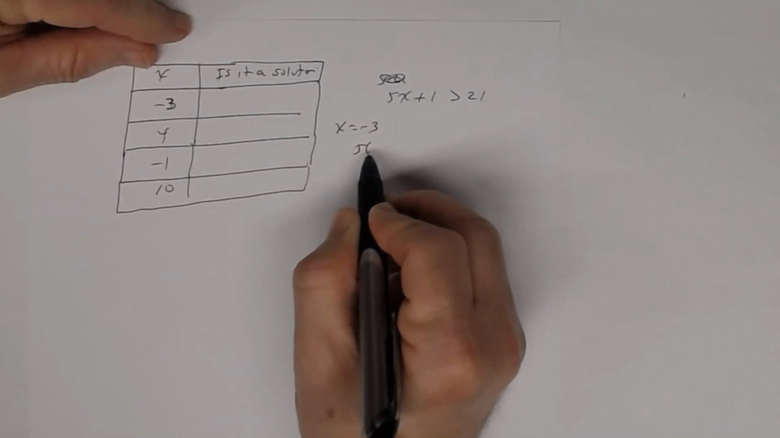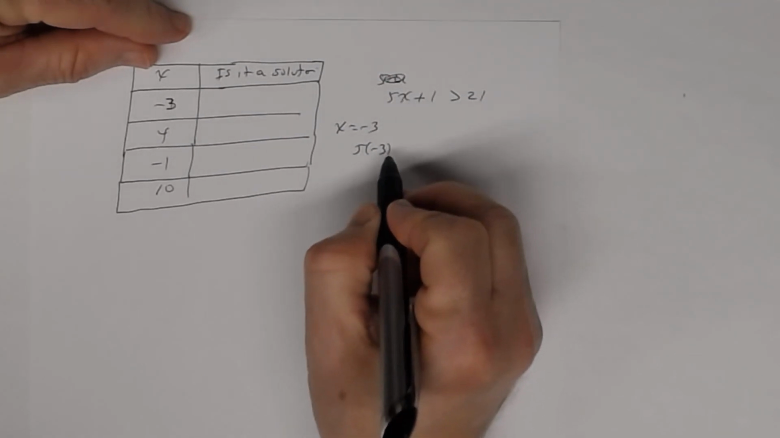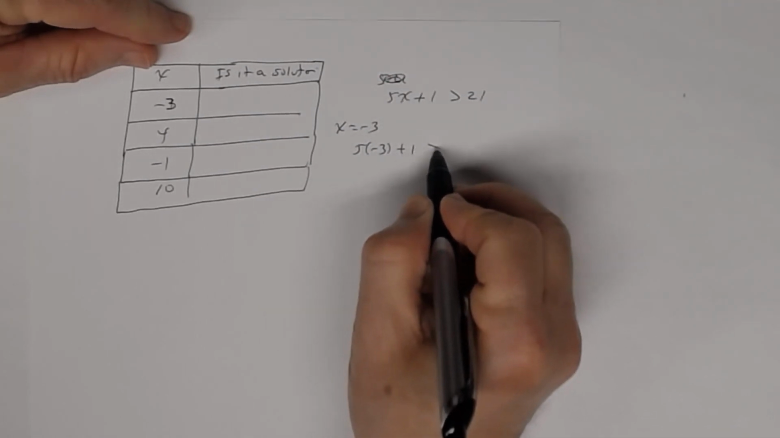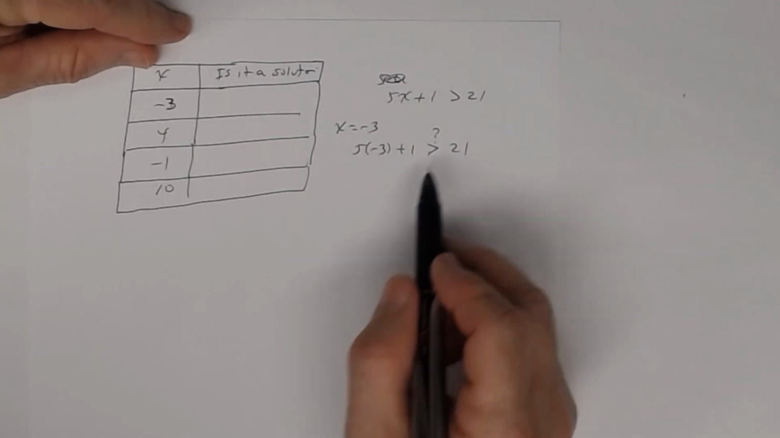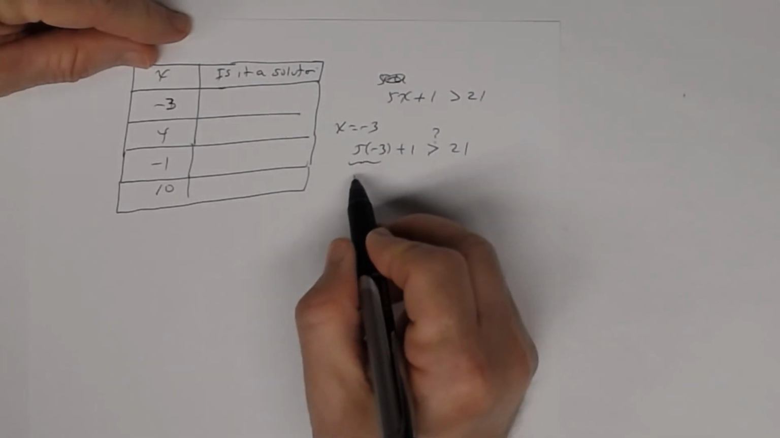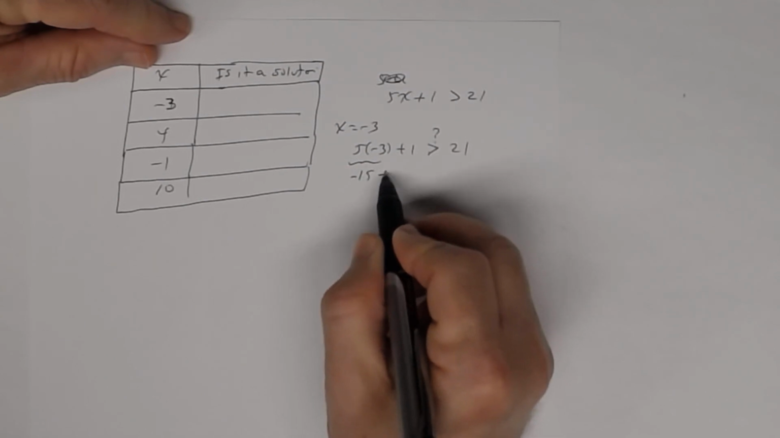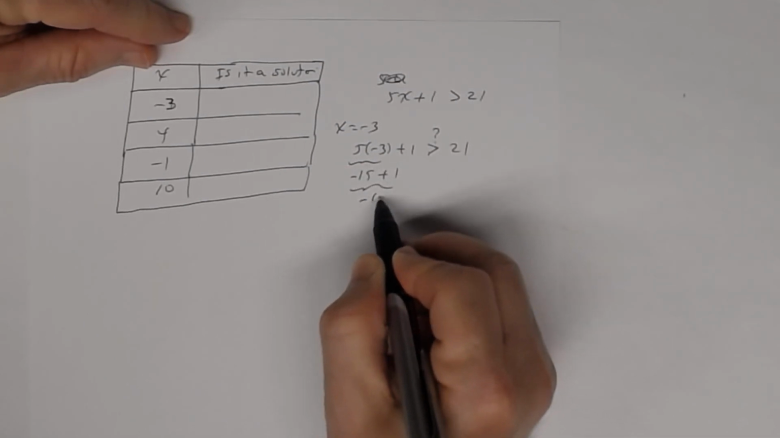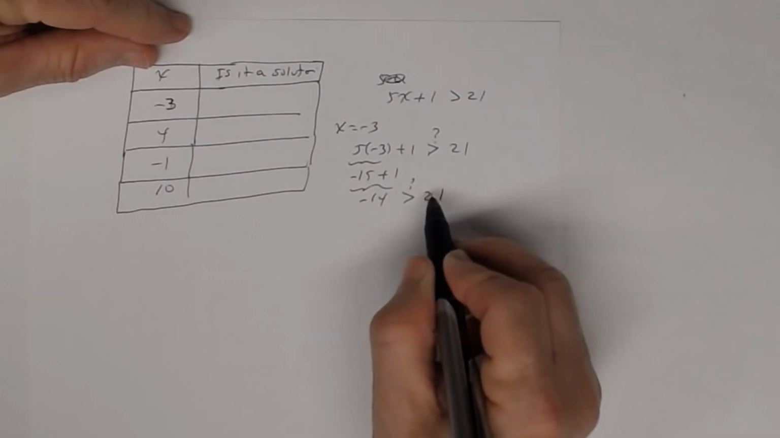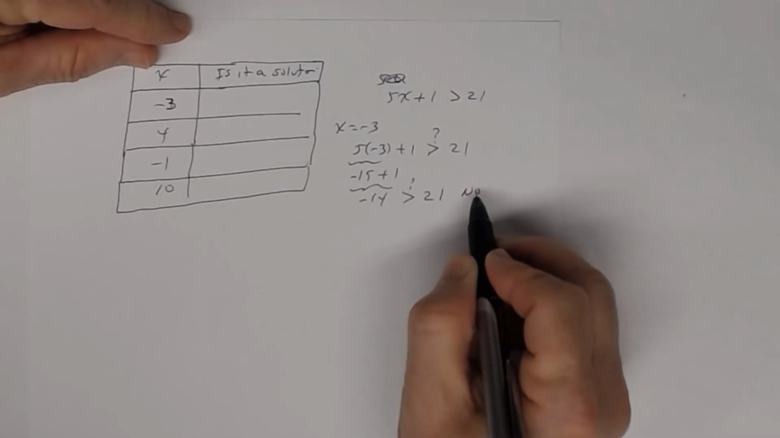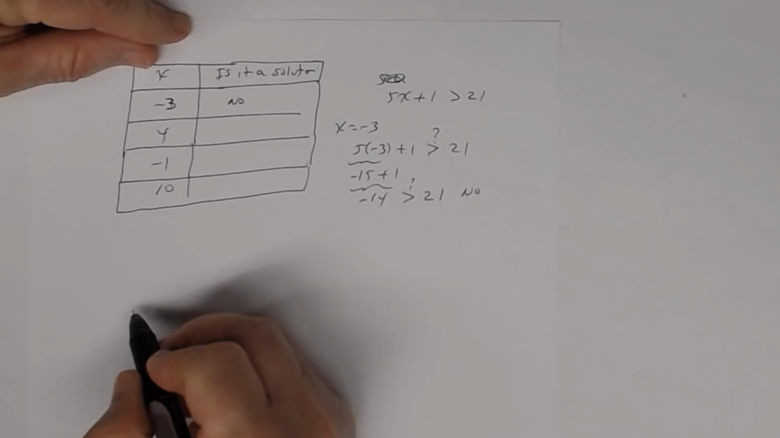So I have 5 times -3, where we see the variable x, I substitute -3, plus 1. And I want to see if that's going to be greater than 21. Well, 5 times -3 is -15. -15 + 1 is -14. Is -14 greater than 21? The answer is no. So that's not a solution.